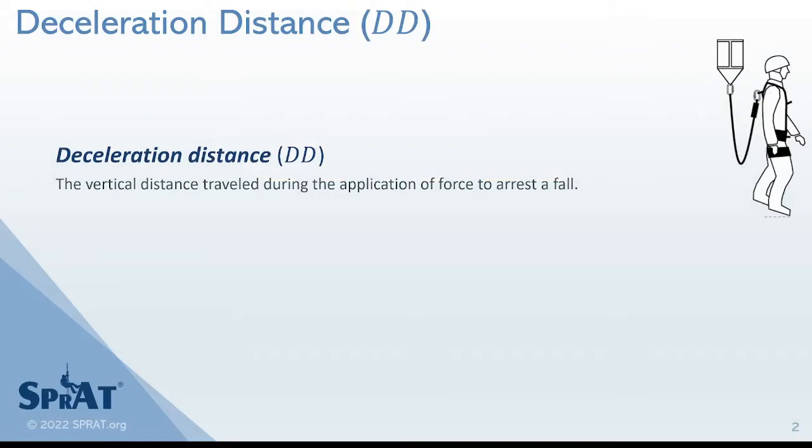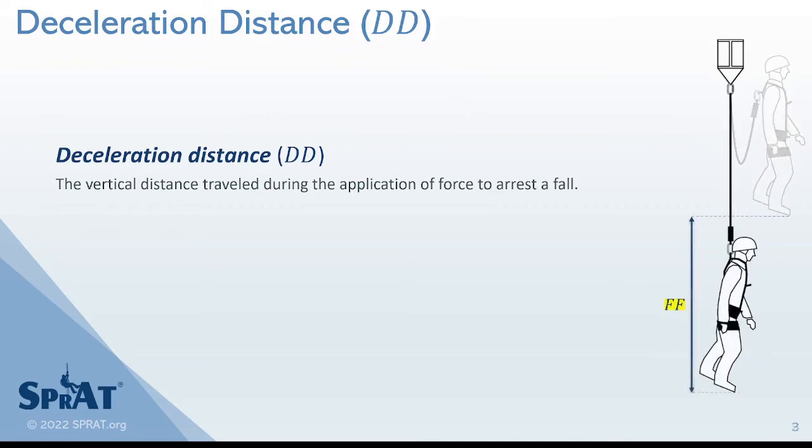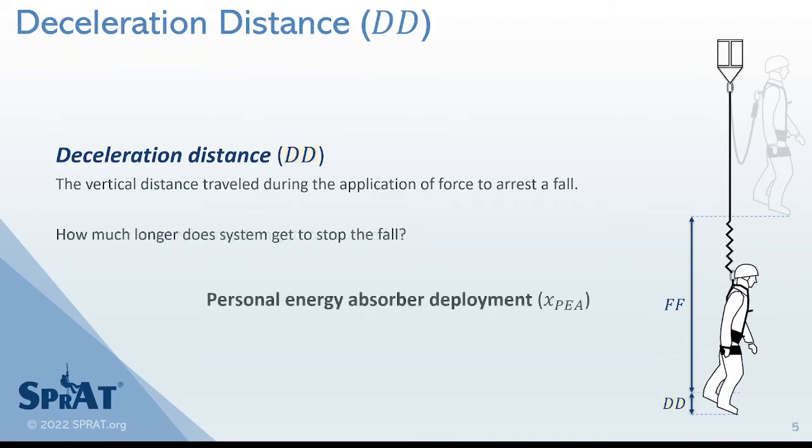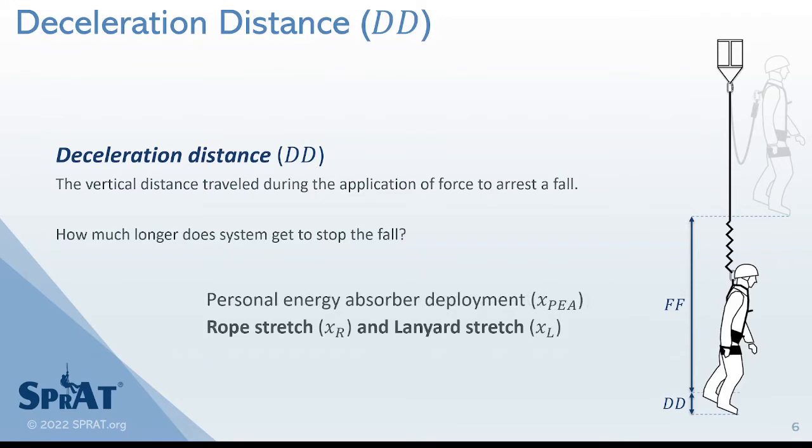Deceleration distance is the vertical distance traveled during the application of force to arrest a fall. Following free fall, a fall protection system will begin to stop the fall. For vertical systems, deceleration distance could be considered as how much longer the system gets when stopping a fall. Factors that affect deceleration distance include personal energy absorber deployment, rope stretch, and lanyard stretch.